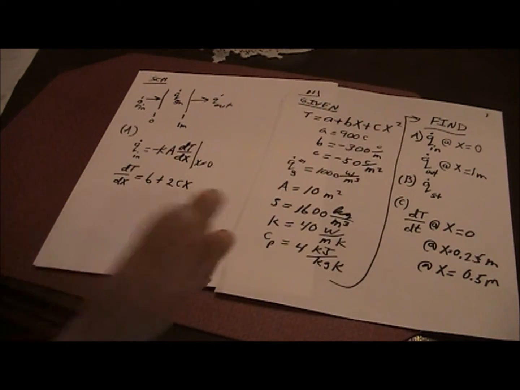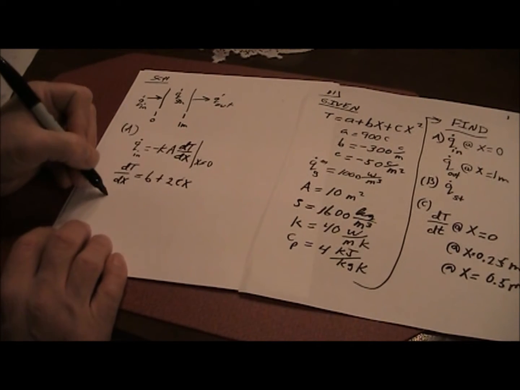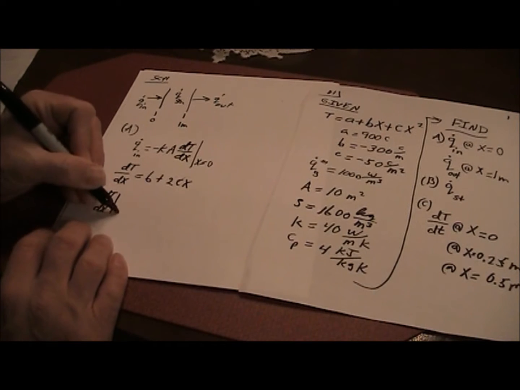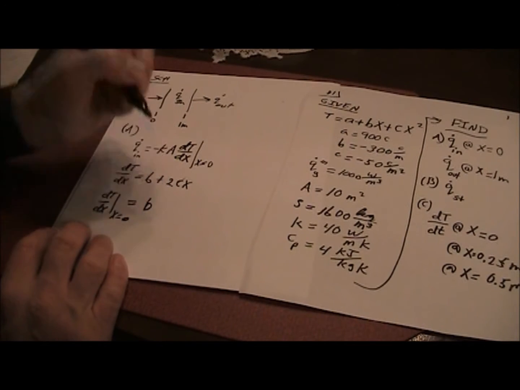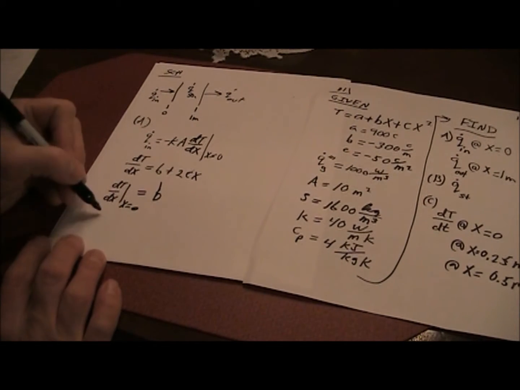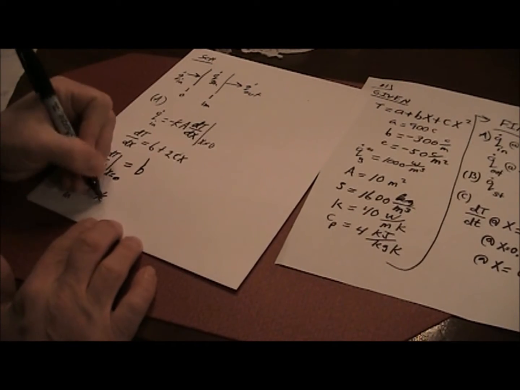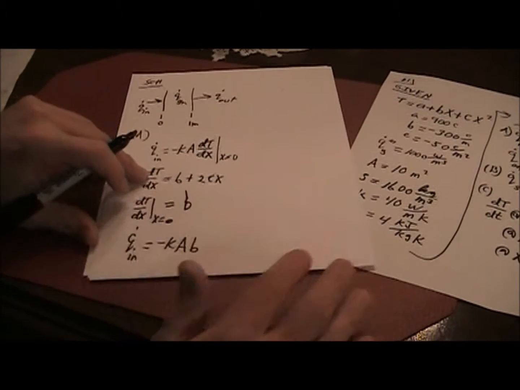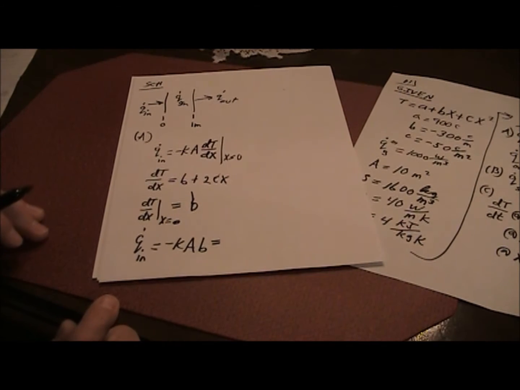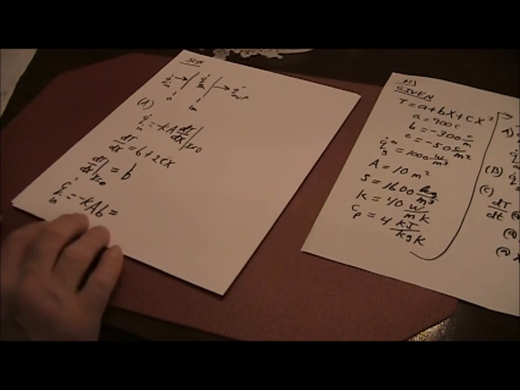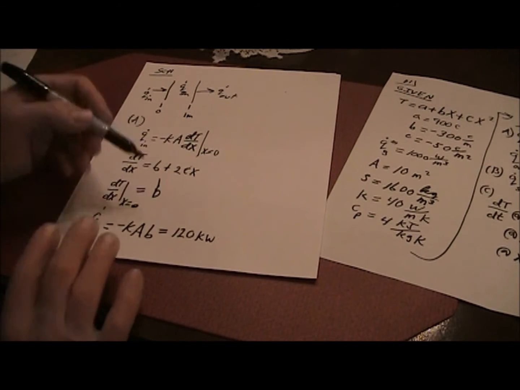Okay? And then if we say, well, where x equals 0, this term here would go away, so dT/dx at x equals 0 is equal to B. So in the end, Q dot in is equal to minus K A times B. And all of this information is given, so if you substitute, you would find that Q dot in is equal to 120 kilowatts.